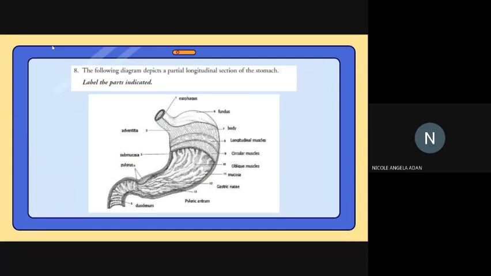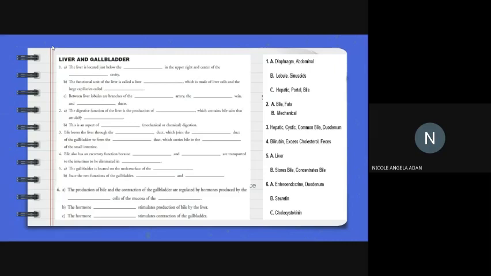Liver and gallbladder. Number 1A. The liver is located just below the diaphragm in the upper right and center of the abdominal cavity. B. The functional unit of the liver is called a liver lobule, which is made of liver cells and the large capillaries called sinusoids. C. Between liver lobules are branches of the hepatic artery, the portal vein, and bile ducts.